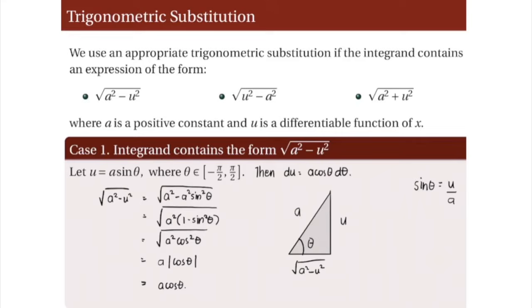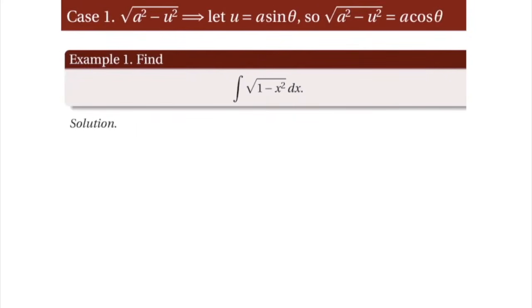So, kung kunwari meron kang tangent theta, for example, this is equal now to the opposite, which is u, divided by the adjacent, which is the square root of a squared minus u squared, and so on and so forth. So, let's deal with our first example. For our first example, let's find here an antiderivative for the square root of 1 minus x squared.